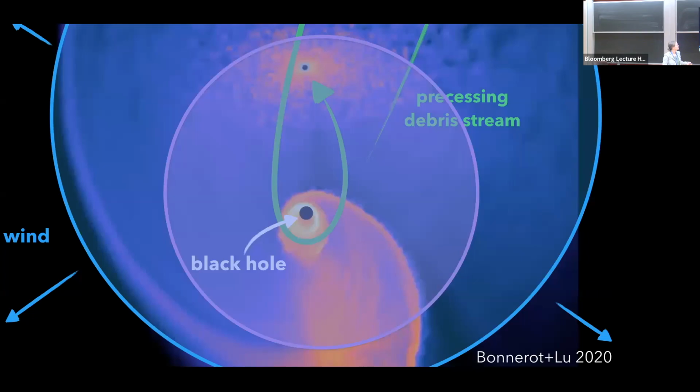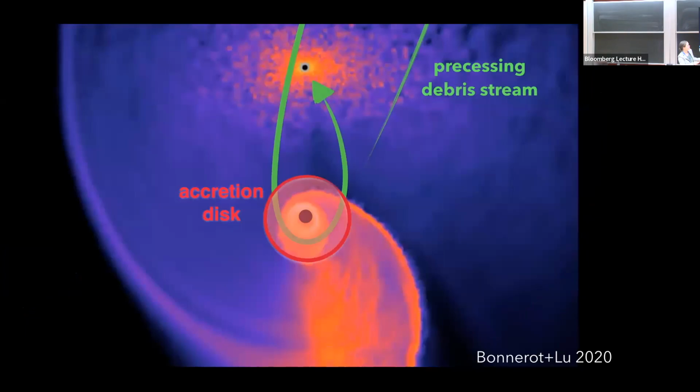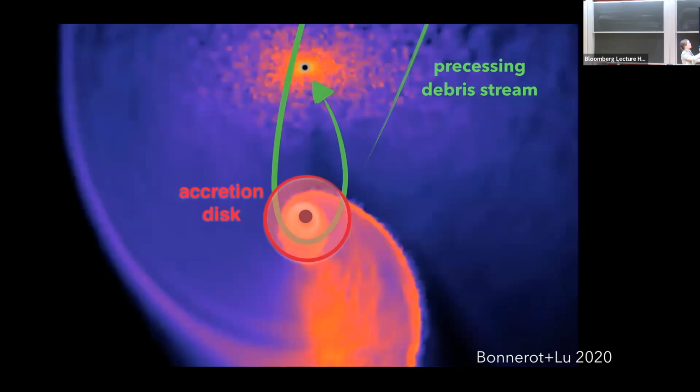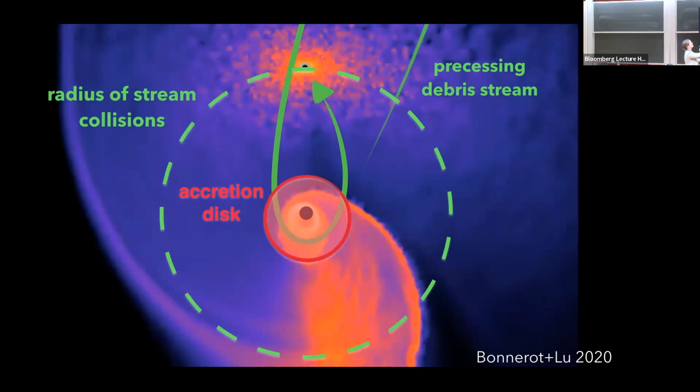And so if we go back to this general picture that I showed before, that shows the geometry of the gas, we can create a little schematic. We can pick out the different components from this. And so at small radii, we have a precessing debris stream in an accretion disk. And then at larger radii here, we have these stream collisions.